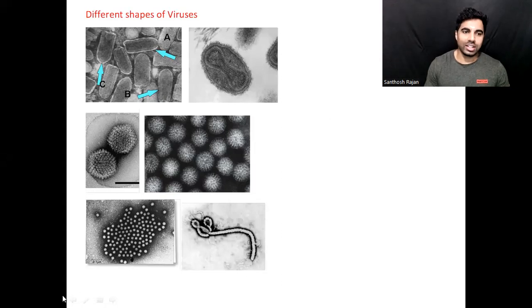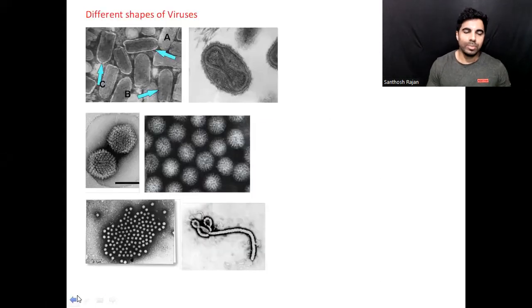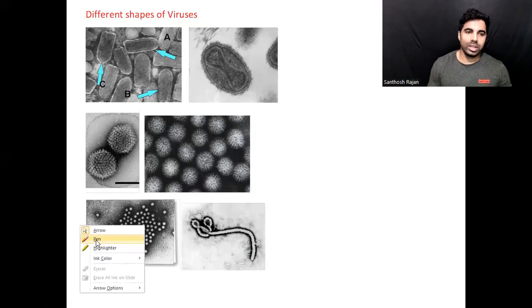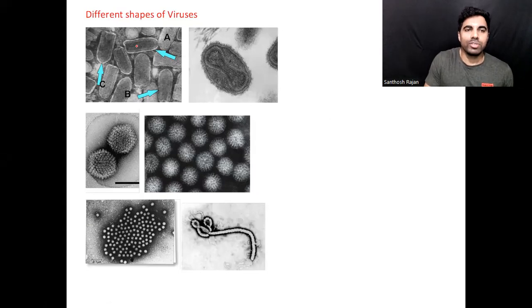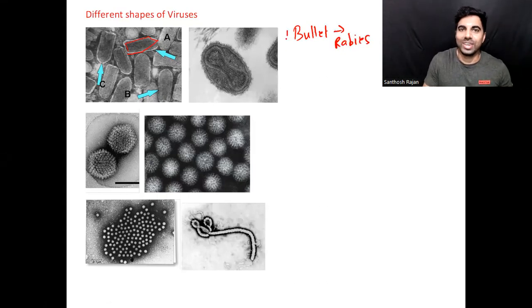Okay, so let's start. The first one, we are going to see the different shapes of the viruses. Let's start with each one. The first one, what you're seeing, it looks like a bullet, right? So it's a bullet-shaped virus. Which is a bullet-shaped virus? Bullet-shaped virus is your rabies virus. Imagine like that, okay? Bullet-shaped.